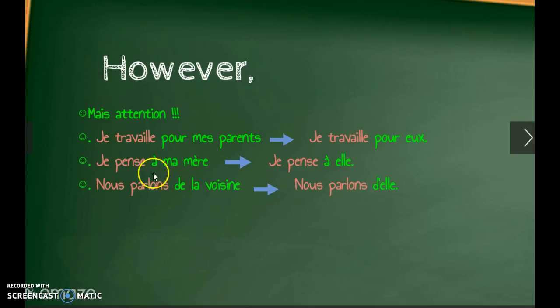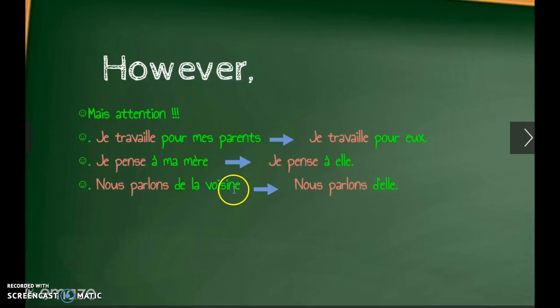And then in the next example, je pense à ma mère. I think about my mother. Je pense à elle. So here I cannot use lui. I use elle to refer to my mother. Je pense à elle. And then in the third example, nous parlons de la voisine. We talk about the neighbor. And here I'm referring to a female neighbor. So nous parlons d'elle. D'accord? Because I'm referring to her.